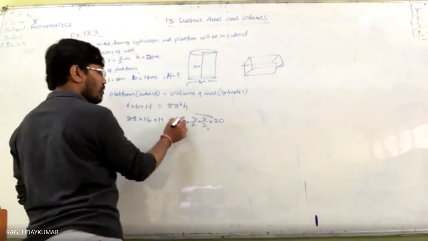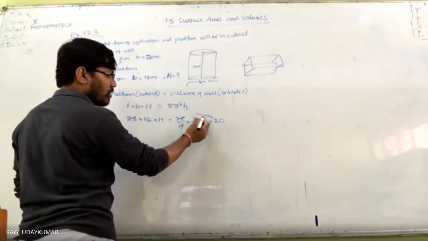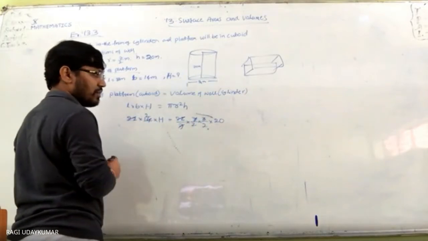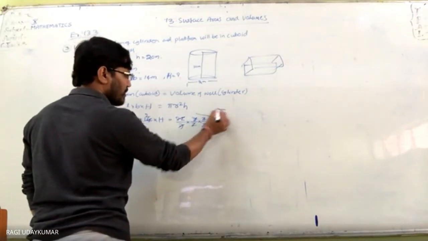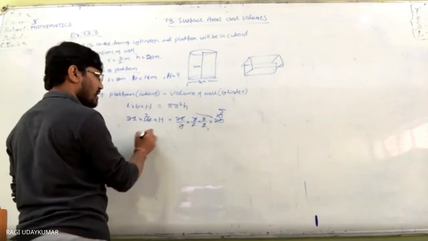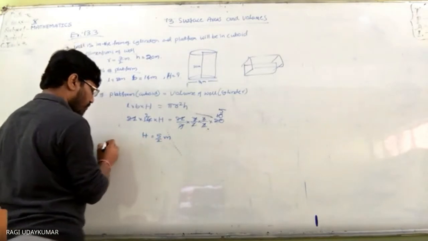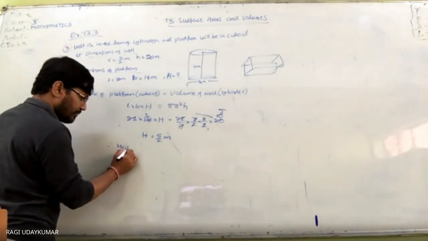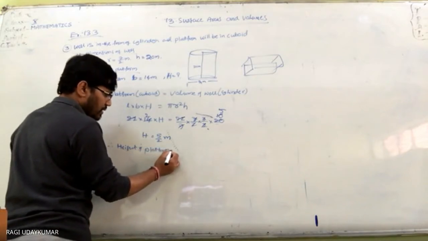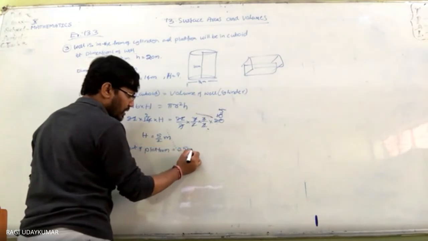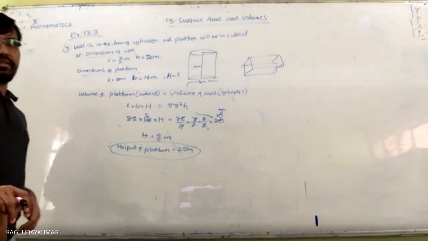देखो ये 22 को 22 cancel होगा, 7 1 7, so 7 7 cancel होगा, ये 7 1 7, 2s are cancelled. Next, this is 2 10s are, 2 1s are, 2 5s are. So nothing is left over, 2 is left over. H is equal to 5 by 2 meters. So therefore, height of the platform is equal to 2.5 meters. Height of the platform is equal to 2.5 meters.